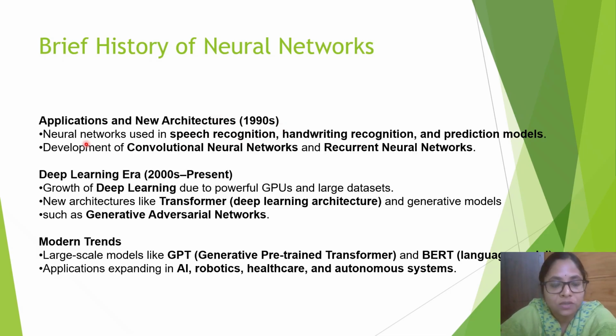In the 1990s, neural networks were used in speech recognition, handwriting recognition, and prediction models. The development of CNN, convolutional neural networks, and RNN, recurrent neural networks, occurred in the early 1990s. Next, the concept of deep learning was introduced in the 2000s and continues in the present. The growth of deep learning occurred due to powerful GPUs and larger data sets. New architectures like transformers, and generative models like GAN, that is generative adversarial networks, are used in deep learning.